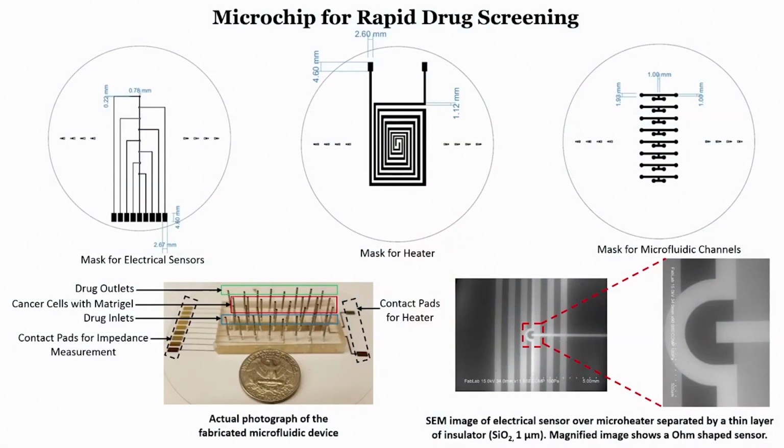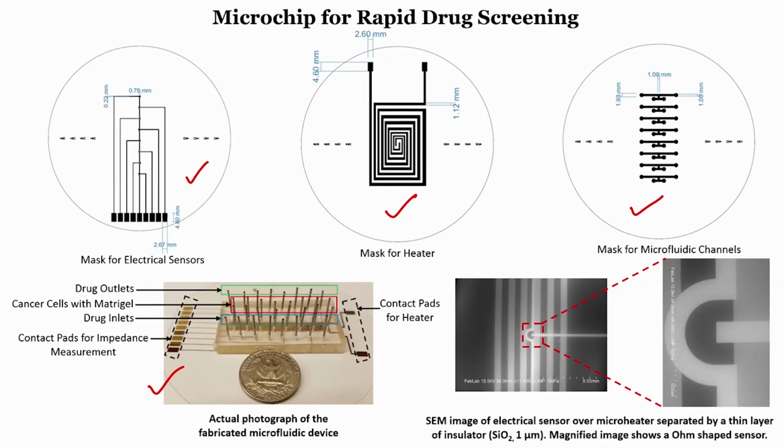Okay. If you see the screen, last time we have seen the process flow for fabricating a heater, the process flow for fabricating interdigitated electrodes, and the process flow for forming channels in PDMS. Then we have stuck the PDMS to the interdigitated electrodes, and the final microfluidic chip will look like the one shown in the figure here. This is the actual photograph of the fabricated microfluidic device.